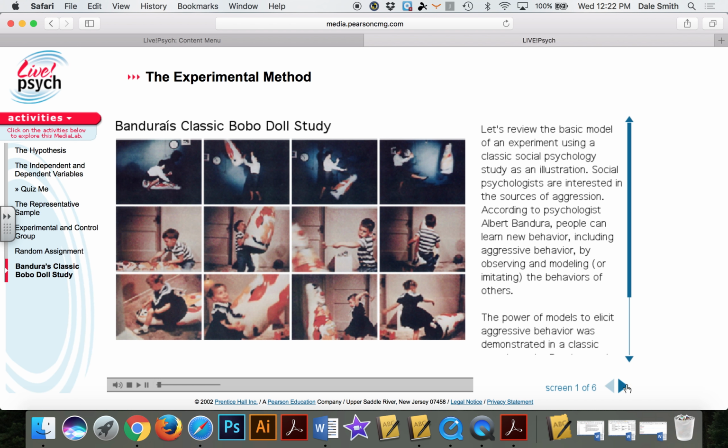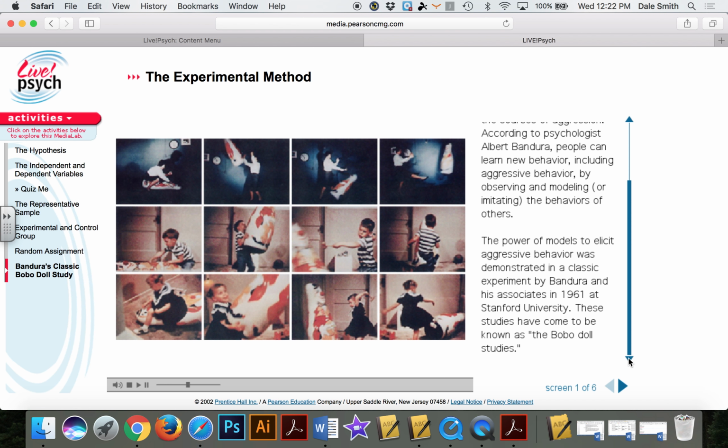Let's review the basic model of an experiment using a classic social psychology study as an illustration. Social psychologists are interested in the sources of aggression. According to psychologist Albert Bandura, people can learn new behavior, including aggressive behavior, by observing and modeling or imitating the behaviors of others. The power of models to elicit aggressive behavior was demonstrated in a classic experiment by Bandura and his associates in 1961 at Stanford University. These studies have come to be known as the Bobo doll studies.